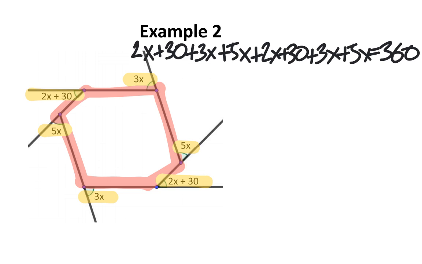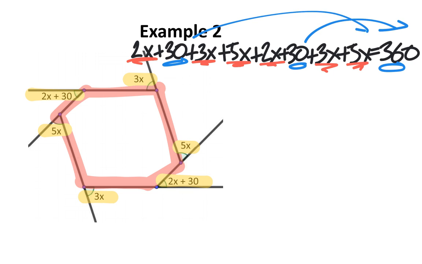At this point, you can identify like terms. 2x, 3x, 5x, 2x, 3x, and 5x are all like terms. Meanwhile, 30, 30, and 360 are like terms. I'm going to be collecting like terms by bringing this 30 and this 30 to the other side of the equation. When I do so, they are both no longer positive, they become negative.